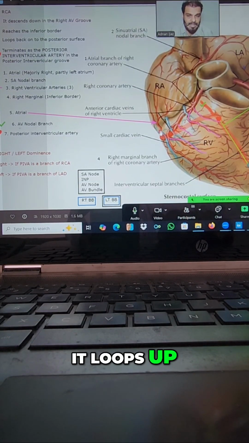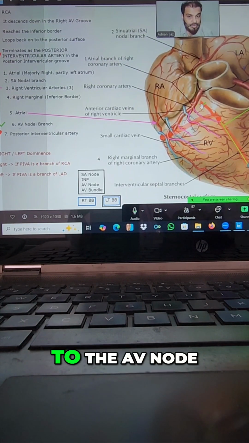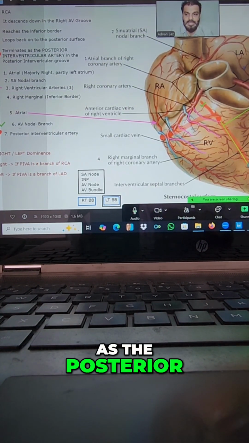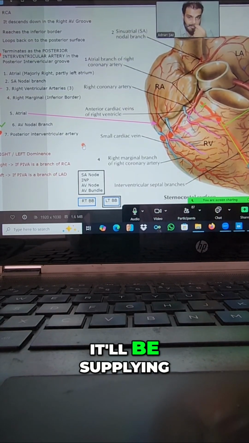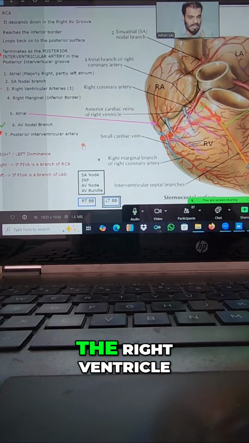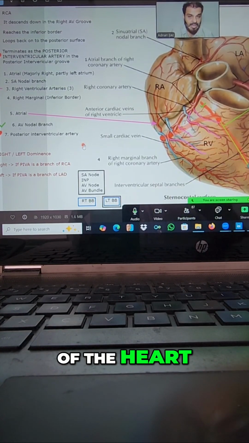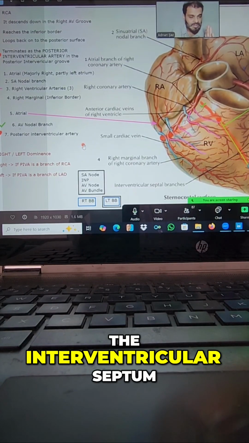And then when it loops up, it gives another branch to the right atrium, and then a branch on the posterior surface to the AV node, and the last terminal branch, which is labeled as the posterior interventricular artery. The right coronary artery supplies the right atrium, the right ventricle, SA node, AV node, the inferior border of the heart, and also the posterior part of the interventricular septum.